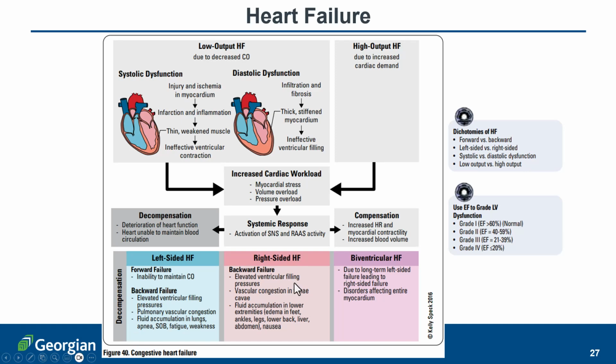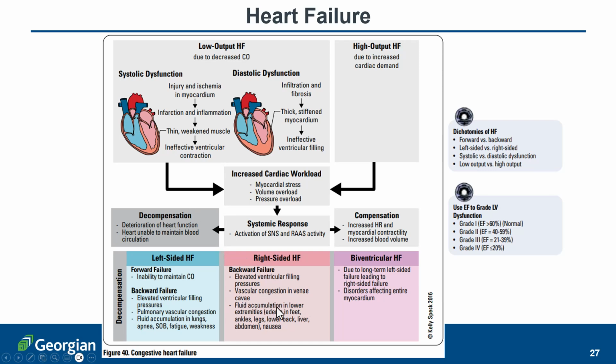In the case of right-sided heart failure, again, just in summary, the right side of the heart, the right ventricle, does not pump blood properly to the lungs, and hence blood gets congested or backed up in the venous system. So now you also have elevated ventricular filling pressures, but in this case you have vascular congestion in the systemic venous system, starting off with the vena cava.